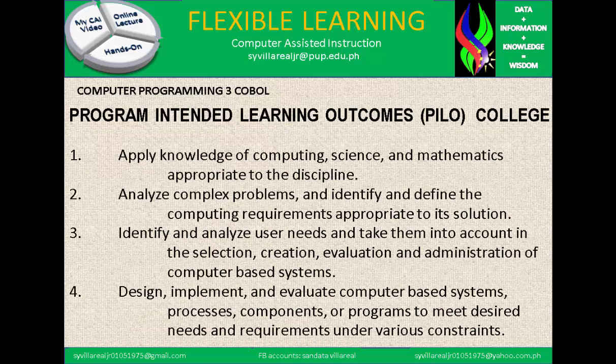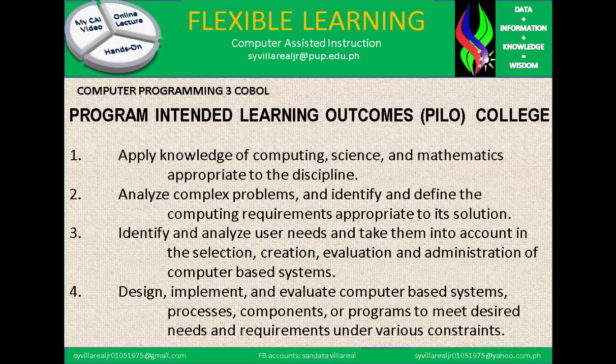Now let's move to the PILO, or the Program Intended Learning Outcomes. This is in college. The first one is apply knowledge of computing, science, and mathematics appropriate to the discipline. And our discipline is Bachelor of Science in Information Technology. Number 2, analyze complex problems and identify and define the computing requirements appropriate to its solution. So we have an example of a series of number problems.